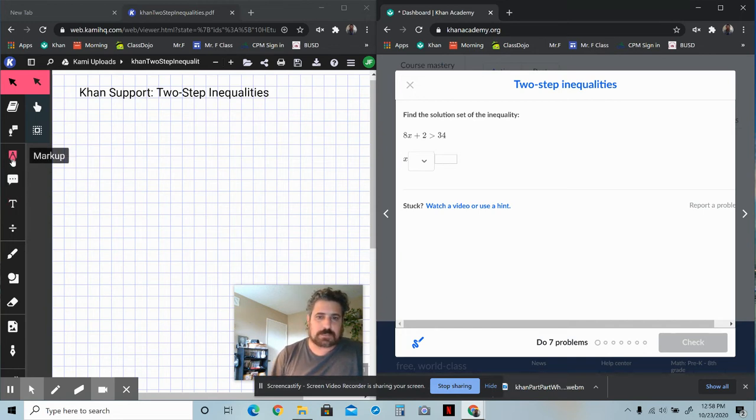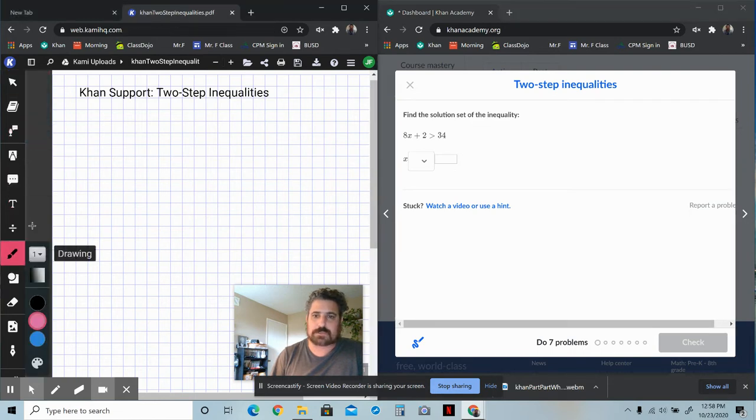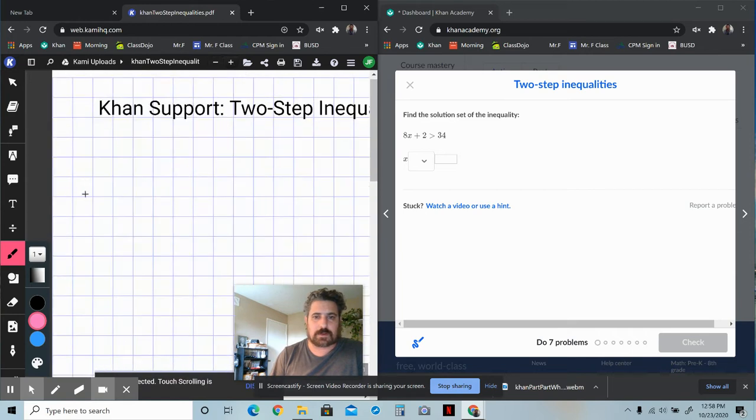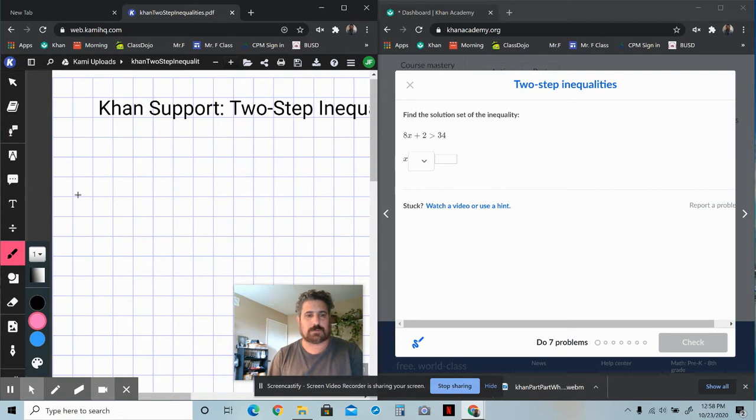So let's just go through these simple two-step inequalities. Not going to be complicated. Very simple, just two-step inequalities. Let's go through and zoom in here. All right, we're ready now. So number one, let's do it with black.